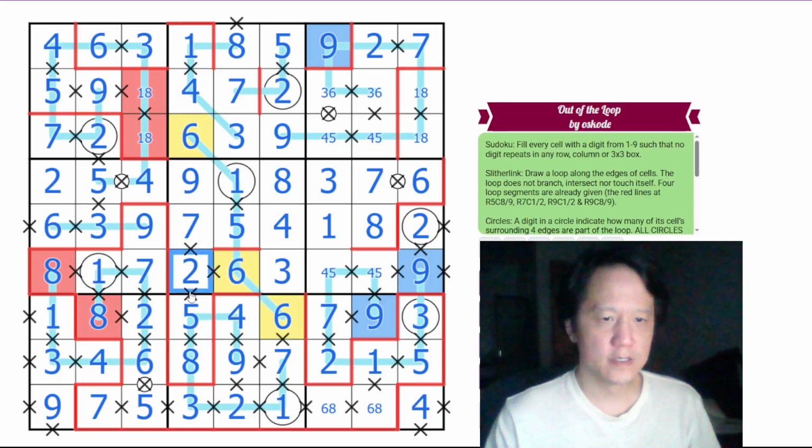This segment cannot connect to here because that would close the loop. So it cannot go this way, so it must go up. It must connect to here. That means this must go up here. It cannot connect to here, so it must go up here.